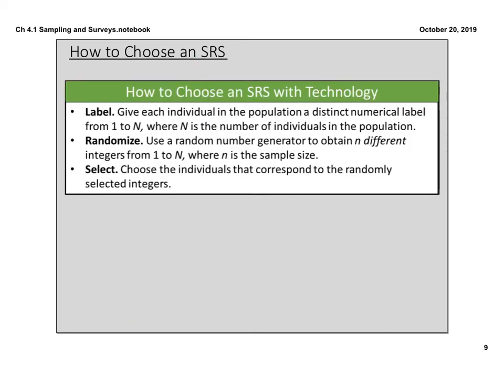So choosing an SRS, we talked about this. You give each individual in the population a distinct numerical label from 1 to capital N, where N is the number of individuals in the population. Then you randomize: use a random number generator to obtain n different integers from 1 to capital N, where n is the sample size. And then you choose the individuals that correspond to those randomly selected integers.